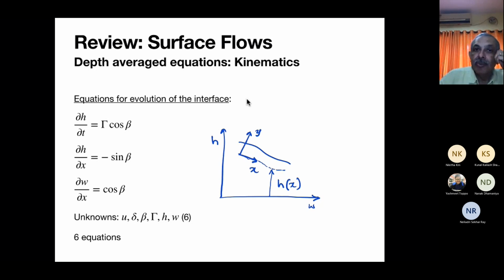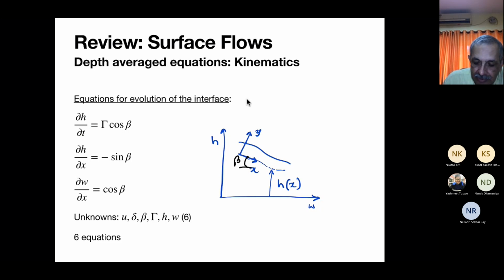But we need to do a little bit more. In addition to the mass balance or the continuity equation and the momentum balance equation, we also need to have some equations which will tell us that supposing you have this interface, and if let's say things are depositing, then obviously the height will change. It will increase if there's depositing over here. So you'll have a term dH by dt, which depends on the deposition rate. So you get dH by dt just gamma times cos of beta, where beta is the angle of the interface.